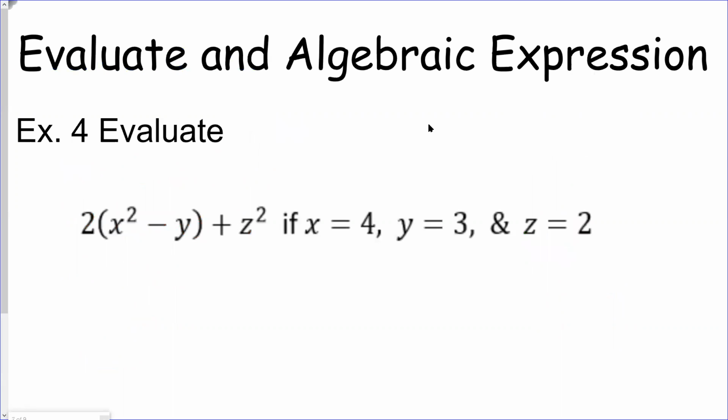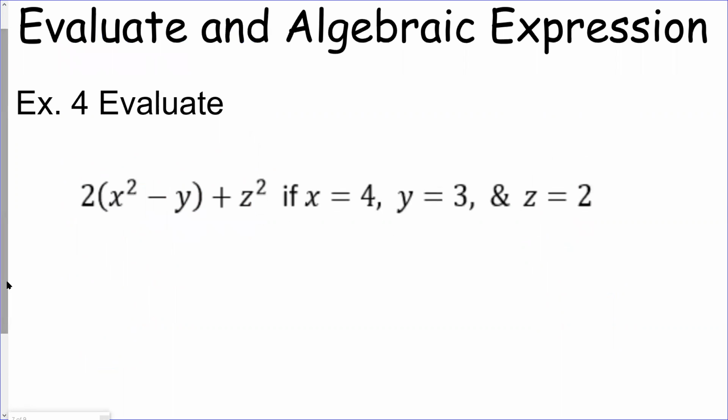All right, next, you're going to write this down. Evaluate an algebraic expression. Example 4, evaluate. So we have these algebraic expressions. So we got some variables. We're going to be using some substitution here. So we have 2 times the value x squared minus y plus z squared if x equals 4, y equals 3, z equals 2. So we need to first substitute.